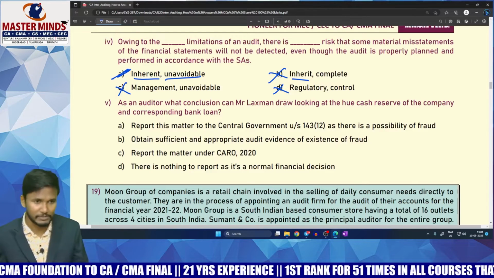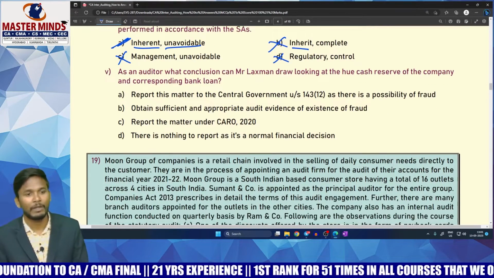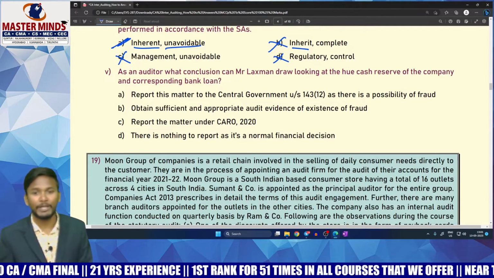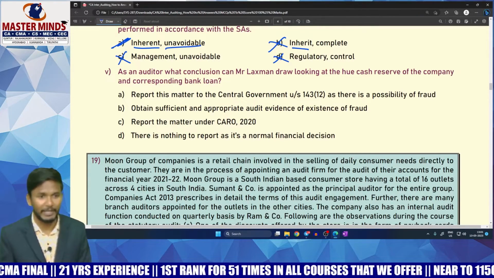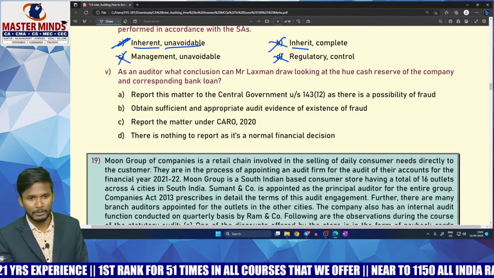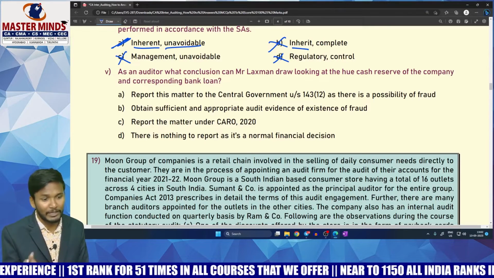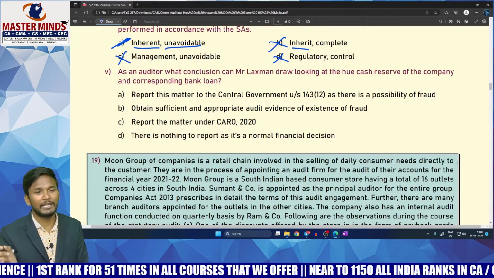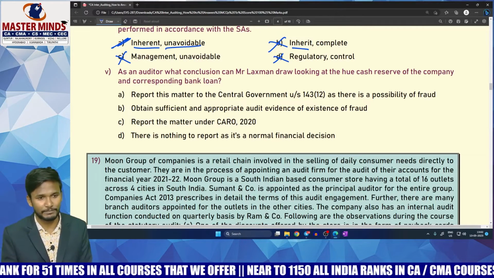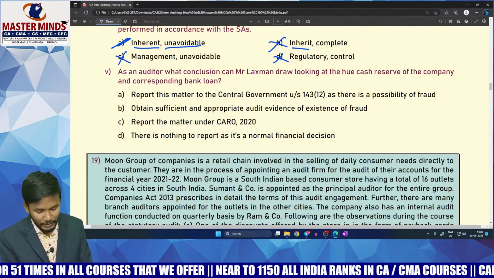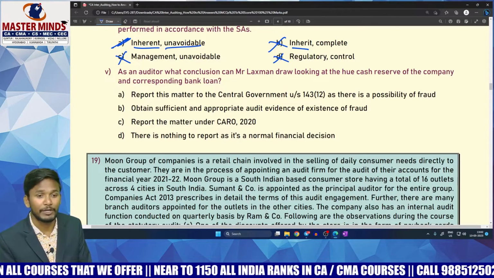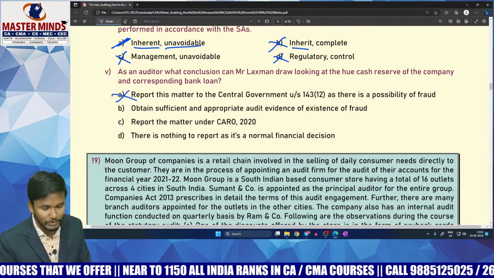Okay. Yes. Next one. As an auditor, what conclusion can Mr. Lakshman draw looking at the huge cash reserve of the company and a corresponding bank loan? So definitely there is a cash, there is a bank loan also. Something is fishy, no? So what auditor has to do? He has to ensure that there is a sufficient and appropriate audit evidence whether the fraud is existing or not existing. Correct? Let's see. First one, reporting this matter to central government. Is it required? Not required. Why? Amount is less than 1 crore. So this becomes ruled out.